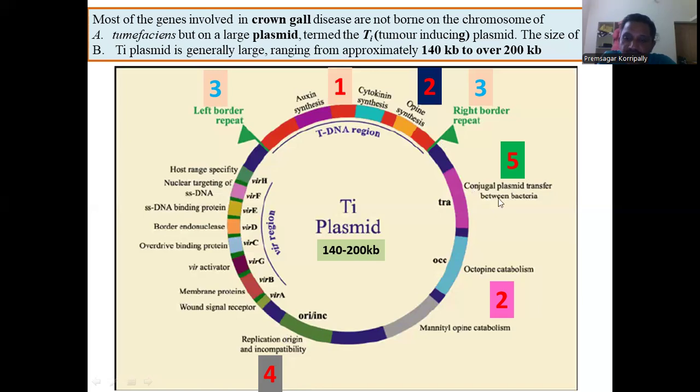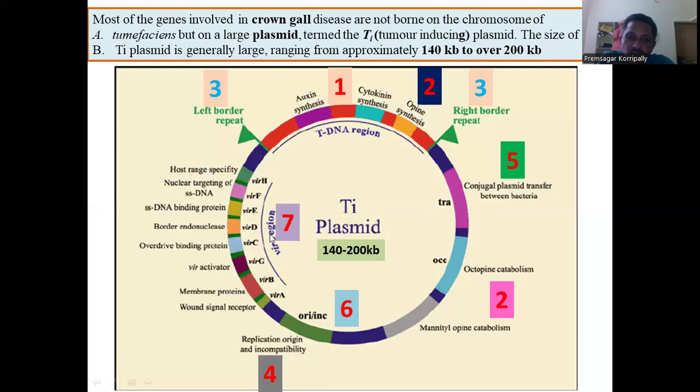The fifth core element is TRA, or conjugal plasmid transfer. This will help in the transfer of T-DNA from bacteria to other bacteria. Then the next one is called INC. This is an incompatibility region, which helps in the incompatibility of the plasmids.